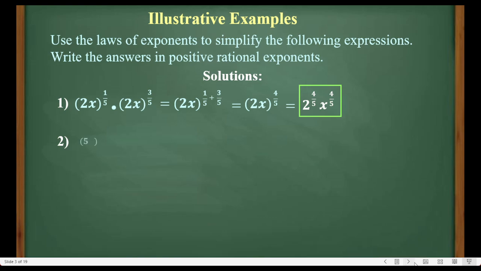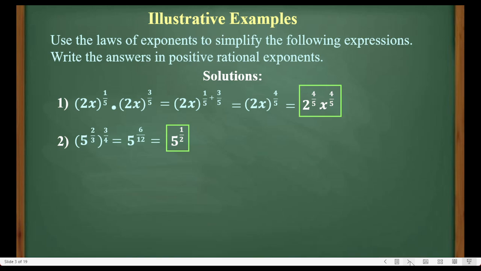Number 2, about 5 to the 2/3 quantity raised to 3/4. Here we apply the power of a power law by simply taking the base and raising it to the product of the inner and the outer exponent. So 2/3 times 3/4 is actually 6 over 12, which can be reduced to its simplest fraction, 1/2. So the answer is 5 raised to 1/2.